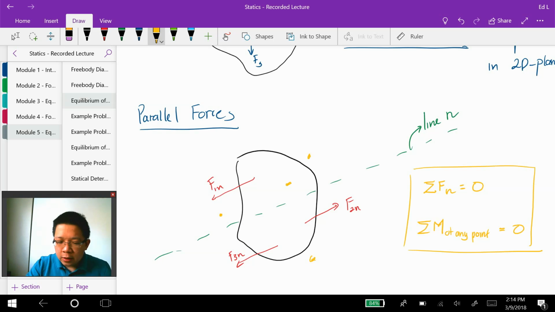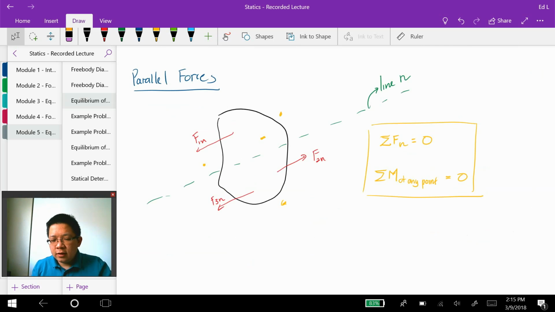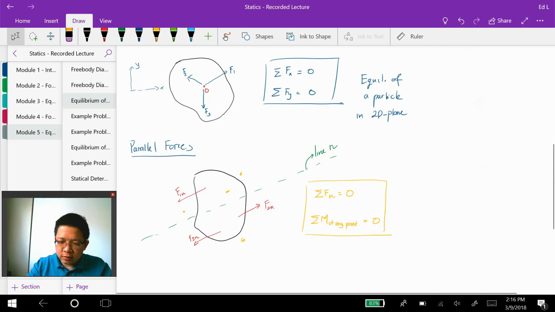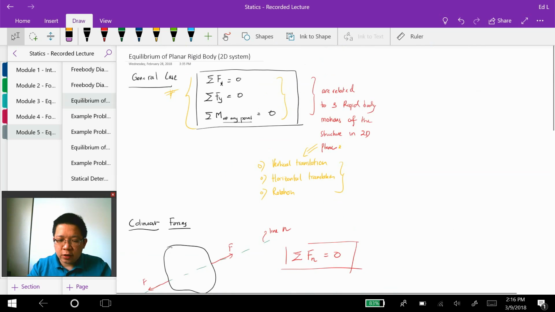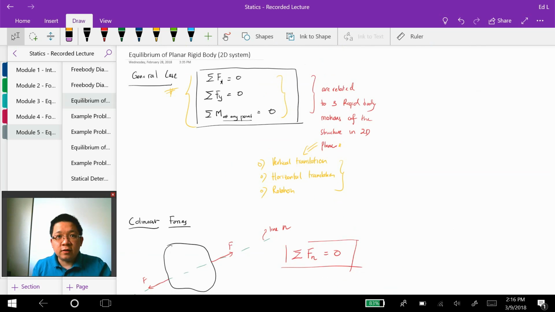I think that's it for this lecture. In the next few lectures we are going to discuss some example problems on how we are going to apply the equilibrium equations that we have described here.